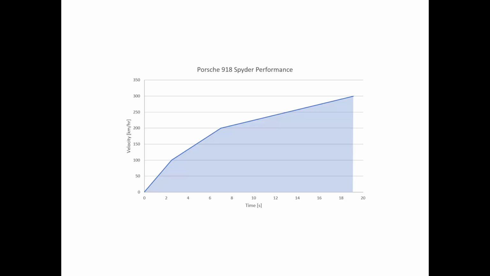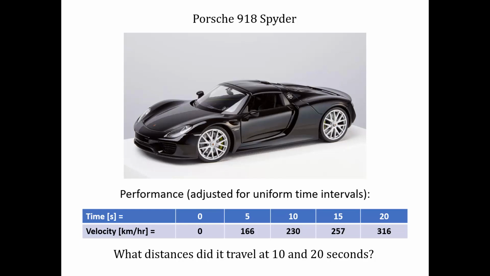That data isn't exactly like what we have in our problem. Our problem has defined intervals of time that are equal. So I converted this data over to that. So I adjusted for uniform time intervals. There's going to be a little bit of error associated with this, but this allows us to solve the problem in a way similar to what our homework problem is. So here we have the question a little more specifically, and that is, what distances did it travel at 10 and 20 seconds?